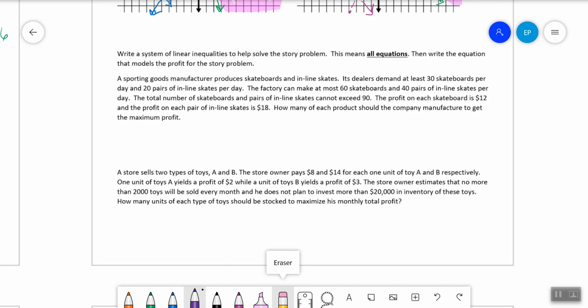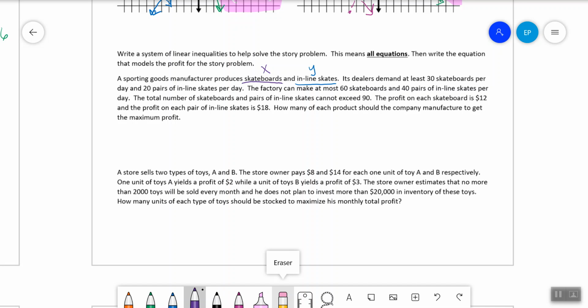So the next thing I have for you is writing a system of linear inequalities to help solve the story problem. That means all the equations. Then write the equation that models the profit for the story problem. So in this specific problem, we have skateboards and inline skates. Okay, I'm going to make inline skates Y, skateboards X.